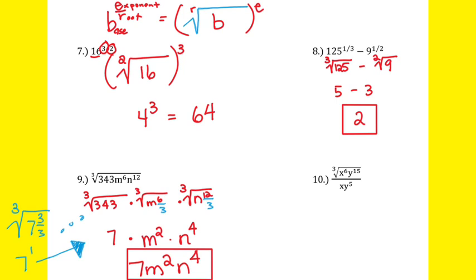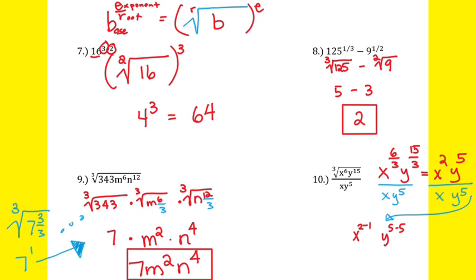Okay, number 10, we don't have any whole numbers that we are evaluating here. We're just doing exponents. So we know with our first part, we divide by 3. And 6 divided by 3 is 2, and 15 divided by 3 is 5. But we still need to do the second half, which is divide the whole thing by x y to the 5th. So here we have our division rules again, which means we subtract. And 2 minus 1 is 1, and 5 minus 5 is 0, and anything to the 0 power is 1. So we know that the ending value of this is just x.